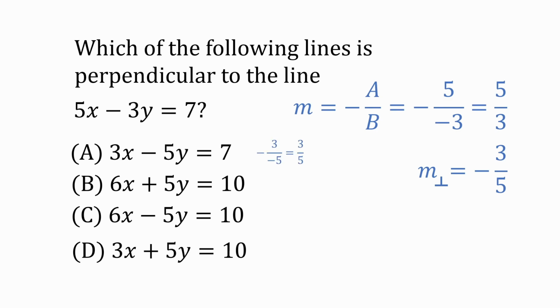Choice A would be negative 3 over negative 5, which is 3/5, so cross it out. Choice B would be negative 6/5, so cross it out. Choice C would be 6/5, so cross it out. And finally, choice D would be negative 3/5, so there's our answer.